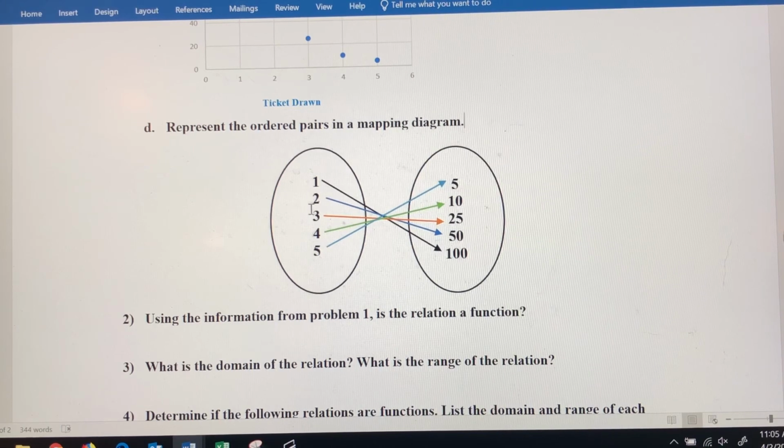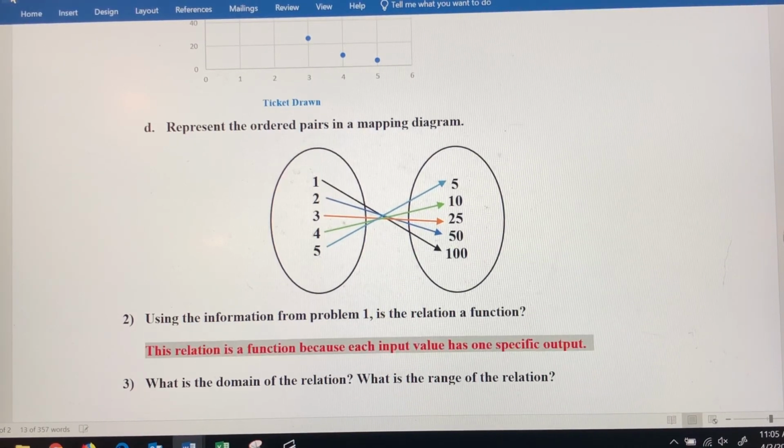Notice each of these input values corresponds to only one output value. There's not an arrow going from 1 to 100 and another arrow going from 1 to another value. If you were the first ticket drawn, you win $100. Nothing else goes along with that. That's the same for each of these input values. So this would be a function.